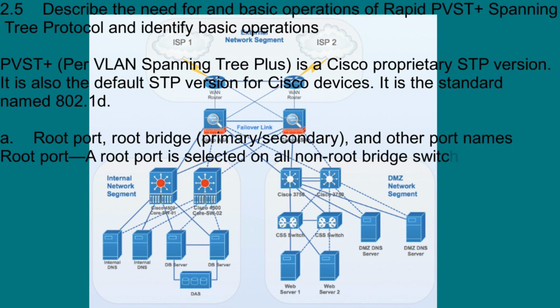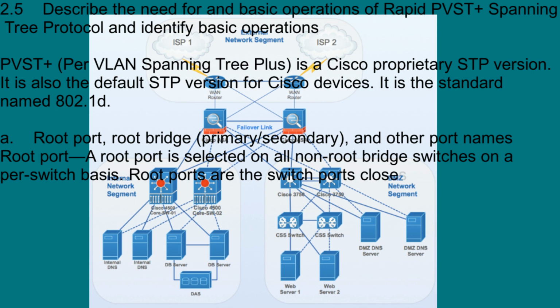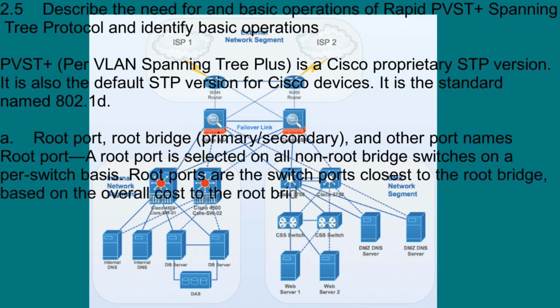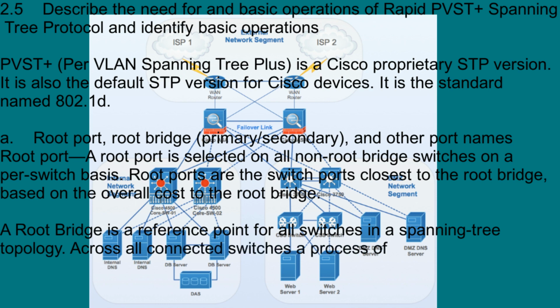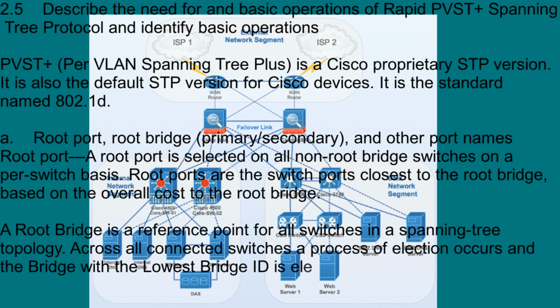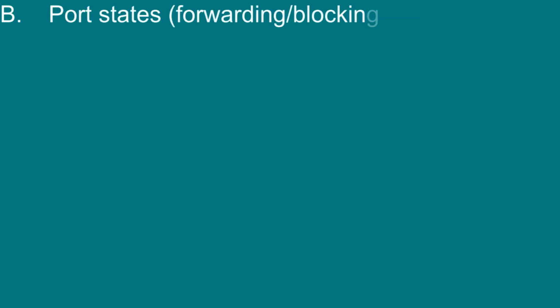Root port. A root port is selected on all non-root bridge switches on a per-switch basis. Root ports are the switch ports closest to the root bridge, based on the overall cost to the root bridge. A root bridge is a reference point for all switches in a spanning tree topology. Across all connected switches a process of election occurs, and the bridge with the lowest bridge ID is elected as the root bridge. Port states: forwarding, blocking, learning state.